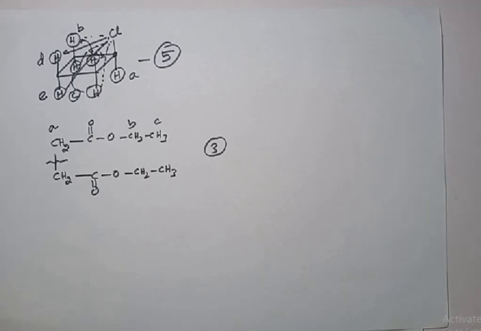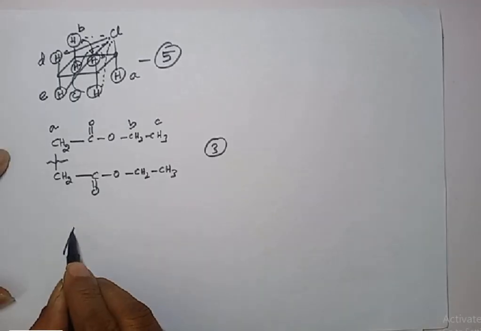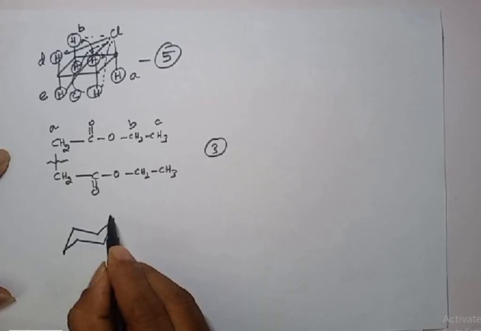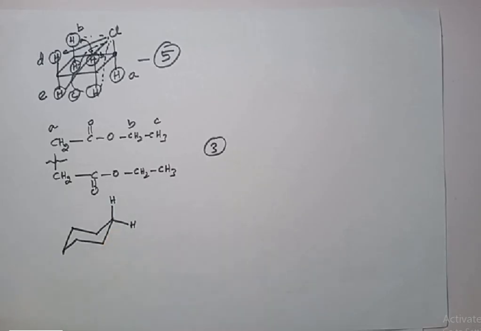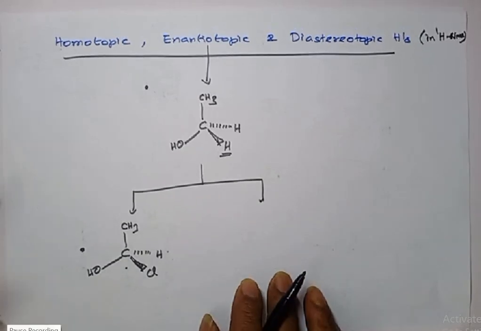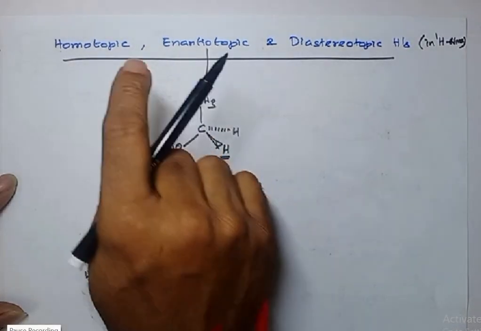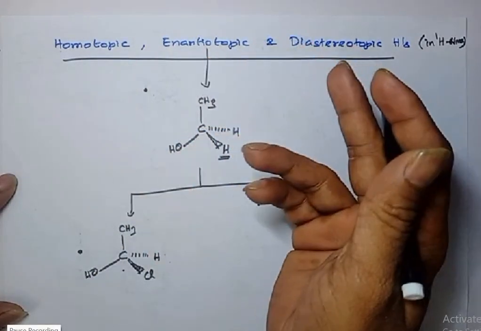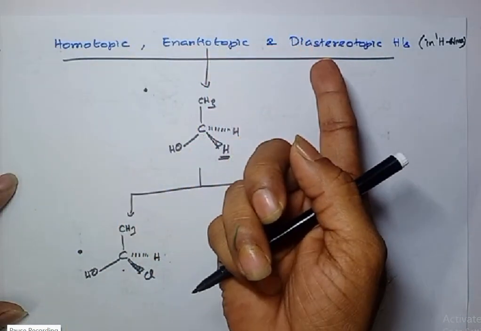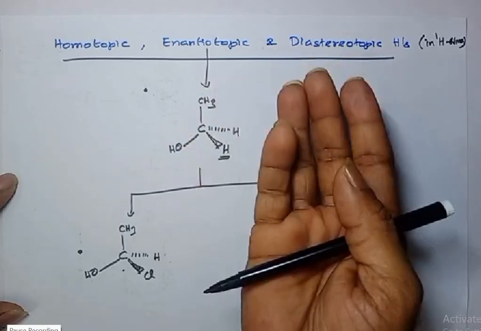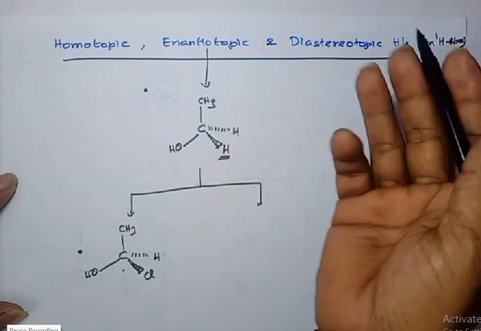Okay, take it. Tell me how many signals we get for this compound in the proton NMR spectrum. Yes, 2. Now what I am going to do is discuss how many signals we get for homotopic, enantiotopic and diastereotopic hydrogens present in an organic compound in the NMR spectrum.